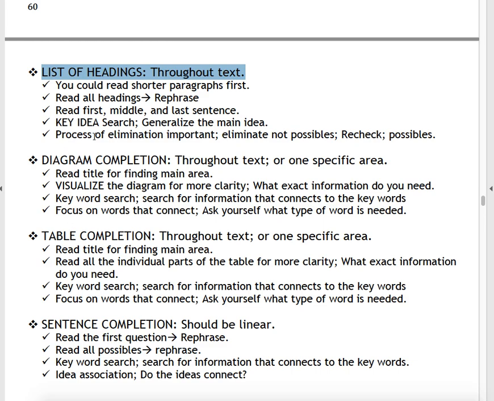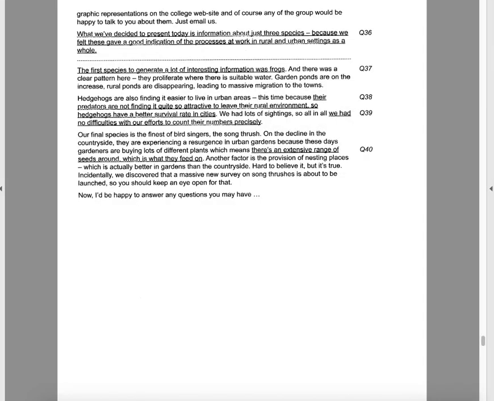Right, and then a process of elimination. I'm going to try to focus on that as well. Eliminate not possibles, recheck possibles. Try to focus on that, okay? Okay.